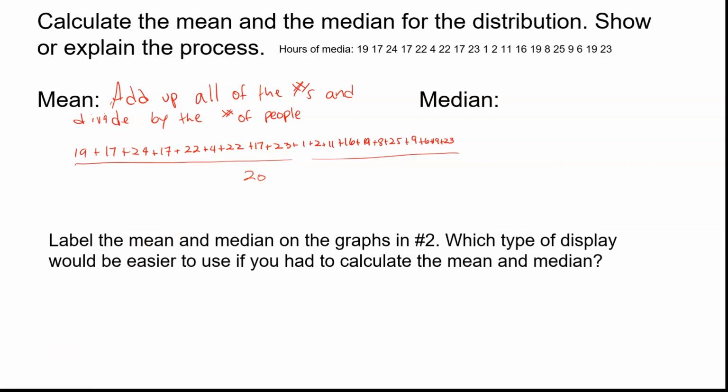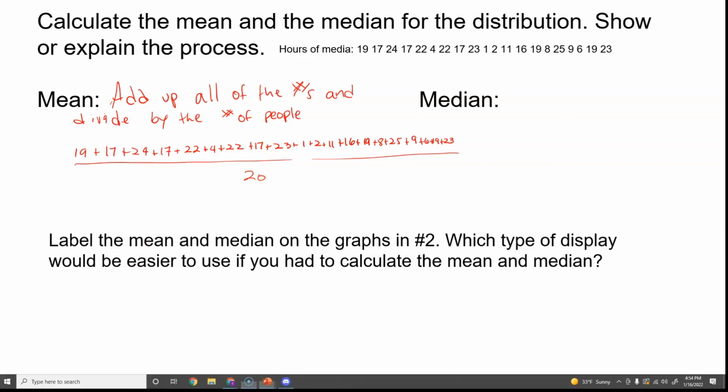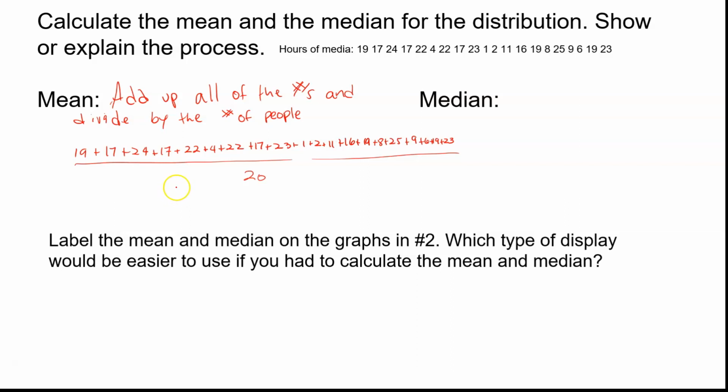I'll go ahead and give you guys a second to do that, and then I will fill in the answer for us. Okay, so hopefully you managed to put all of these into your calculator and come up with 304 over 20. That's going to give us 15.2. That's our mean, our average right here.